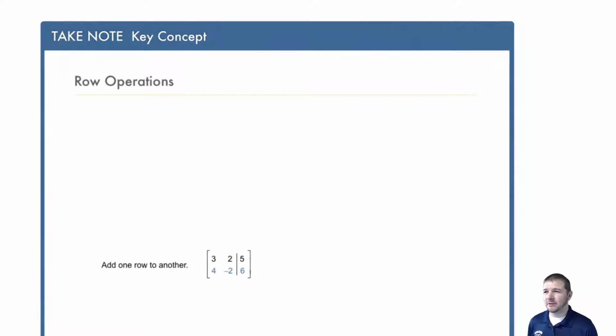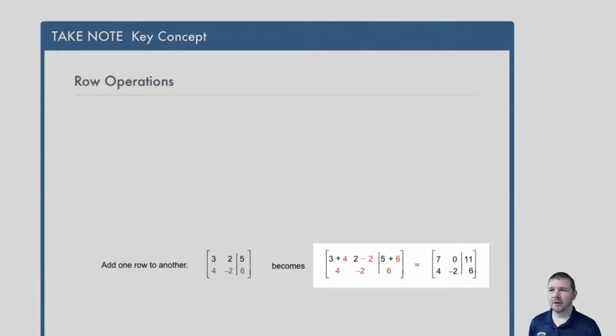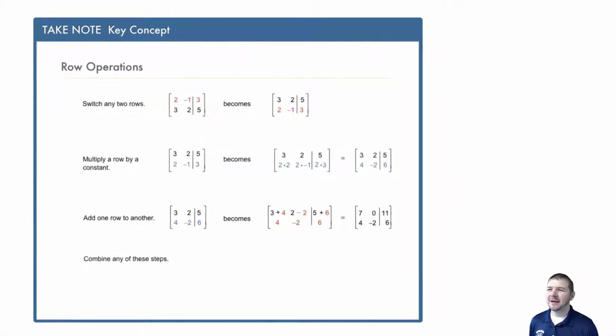The third acceptable matrix row operation, add 1 row to another, and then replace the row that you started with. So in this case, the matrix here becomes a row 1 of 3 plus 4, 2 plus -2, or 2 minus 2, and 5 plus 6, which then forms the simpler form of that row, 7, 0, 11. And you're allowed to combine any of these steps to transform any matrix into the forms we saw on the previous slide, allowing us to extract the solutions.